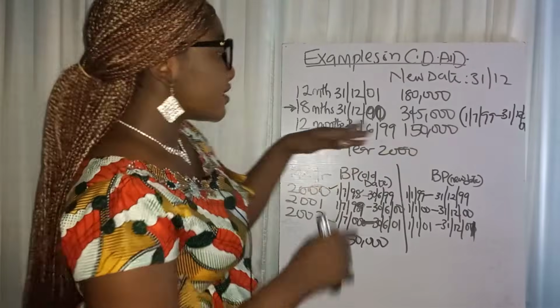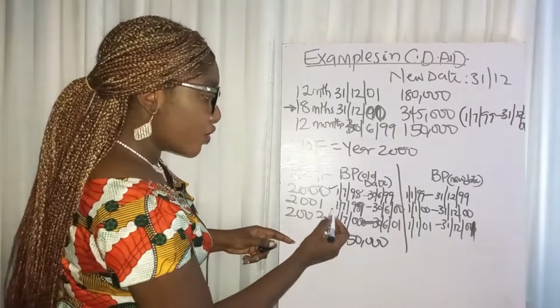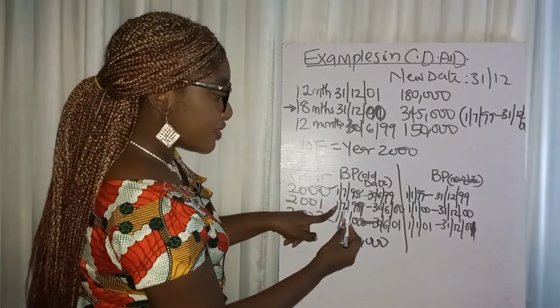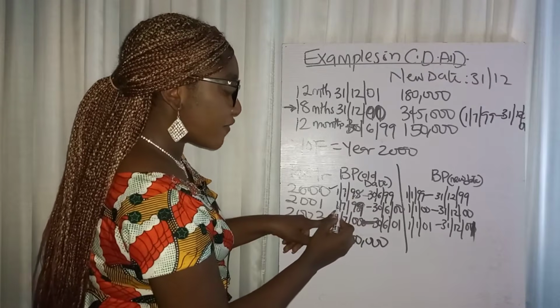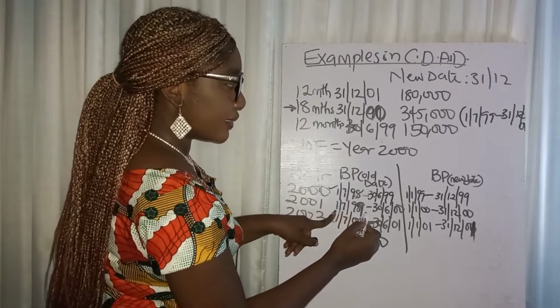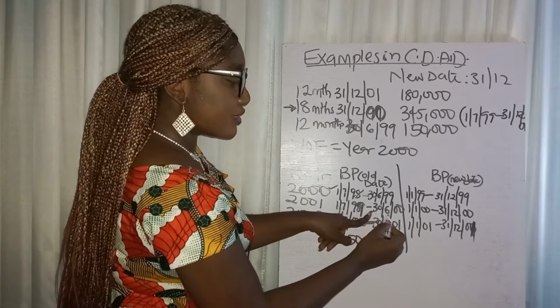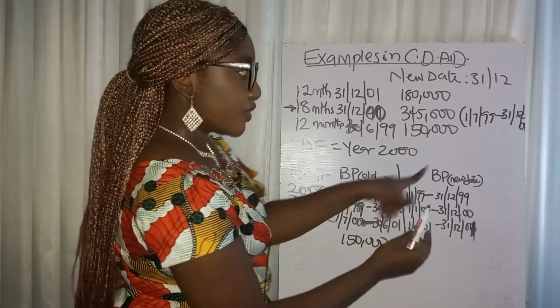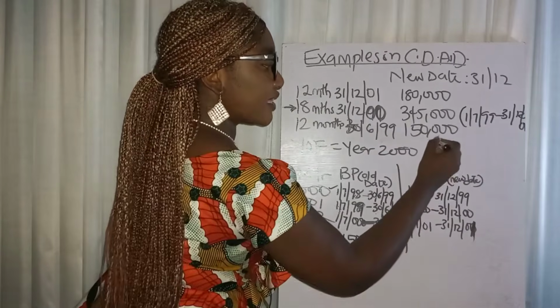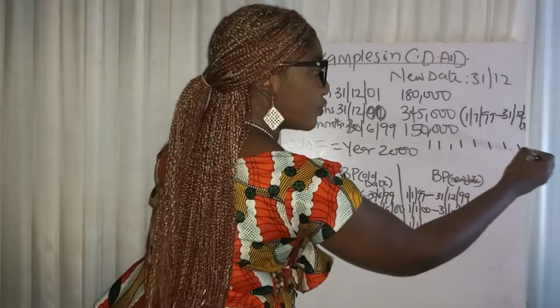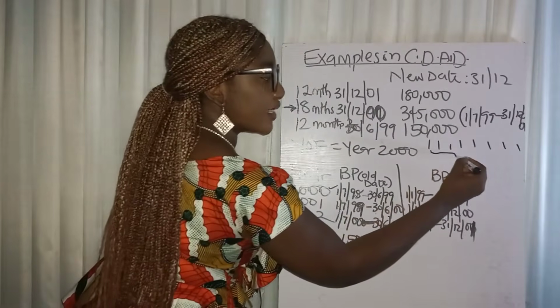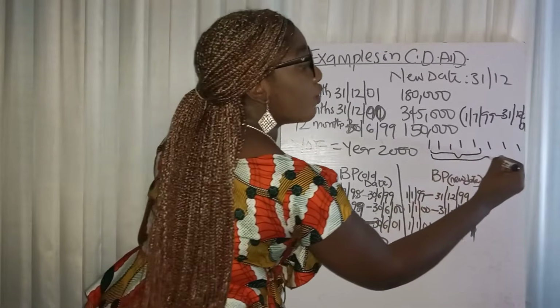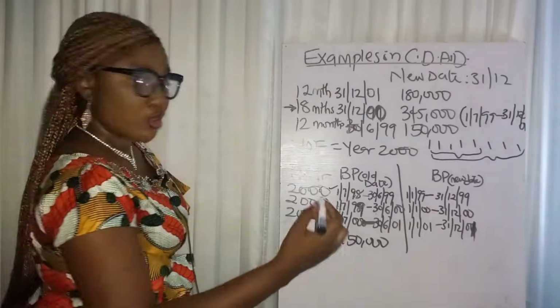So you are looking for 1st July 1999 to 30th June 2000. What you are looking for, if we spread it like this for you, you see that what you are looking for is something like this. But they gave you a whole lot. They gave you 18 months when you're looking for 12 months.